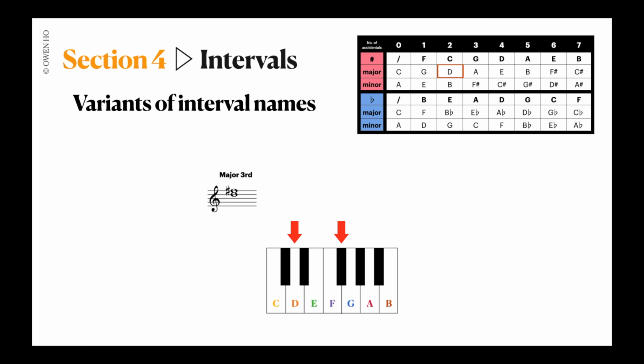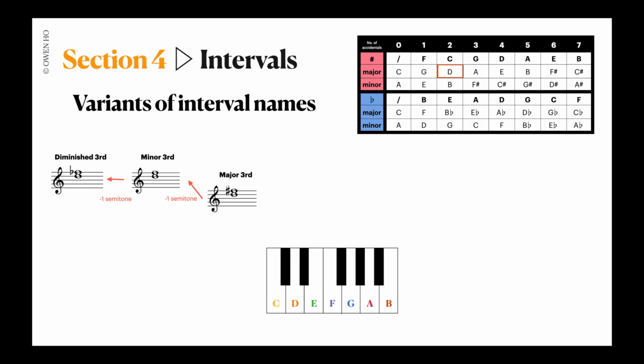Now, there are ways we can change the distance between these notes. For example, we can reduce the top note by one semitone so that it becomes a D and F natural. And in this case, it effectively becomes a minor third interval. Furthermore, we can reduce the distance of a minor third by yet another semitone. So in this case, we can add a flat to the top note, so that it becomes a D and F flat, which effectively becomes a diminished third interval. And these are the variants of the original interval.